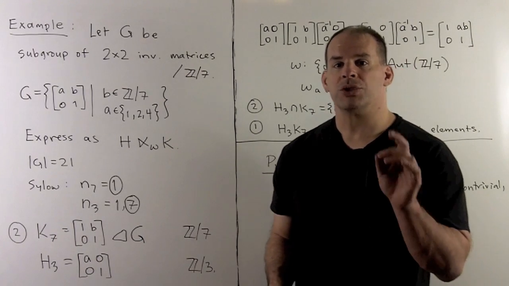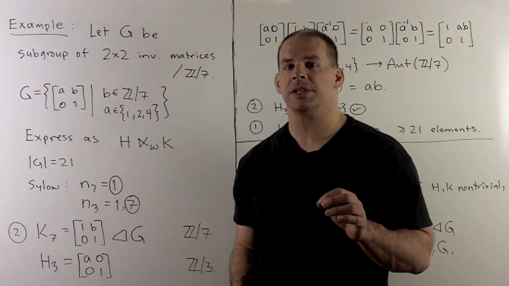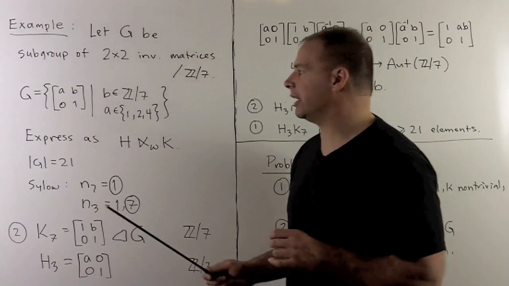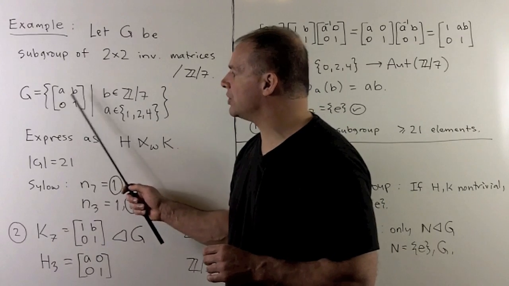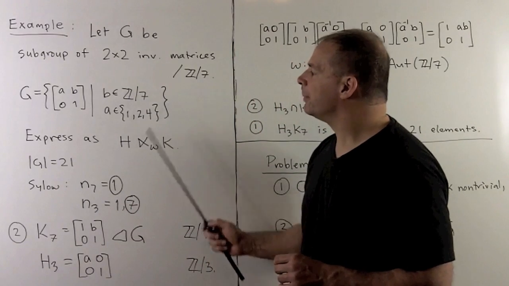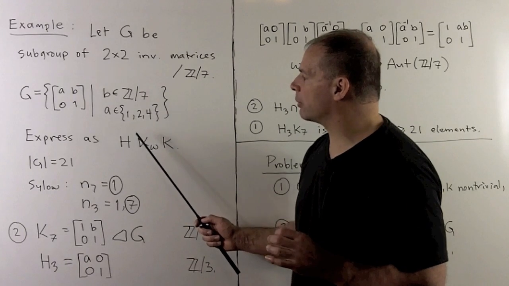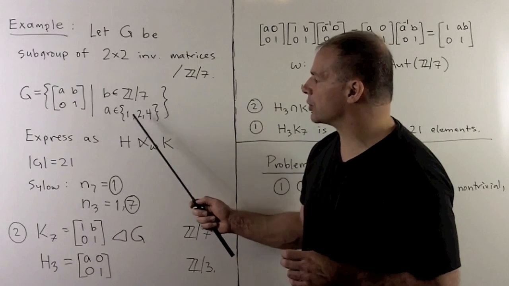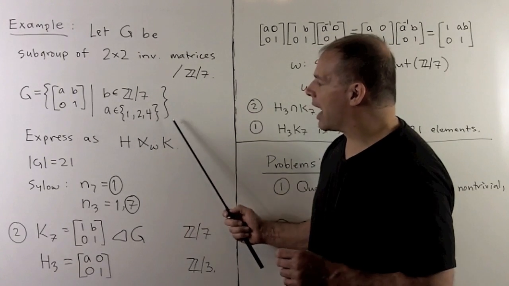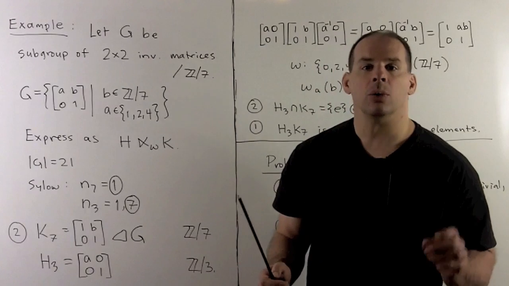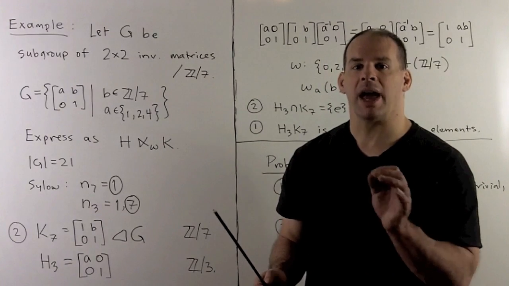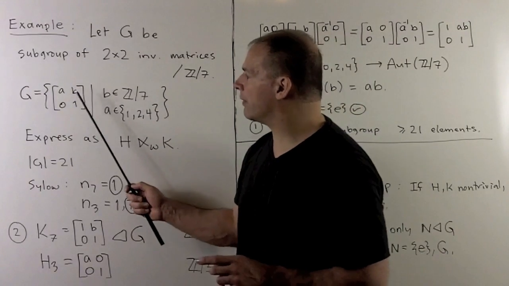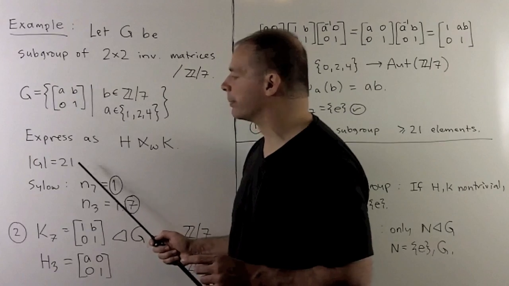For an example, we start with the group of invertible 2x2 matrices with elements in Z mod 7. In there, we'll have the subgroup G, given by matrices of the form [A, B; 0, 1], where B is in Z mod 7, A is in the multiplicative subgroup {1, 2, 4}. Note, 2 times 4 is 8, which goes to 1. So we're going to have a Z mod 3 here. We want to express this subgroup as a semidirect product of two of its subgroups. Now, if we count, we have 3 times 7, or 21 elements.